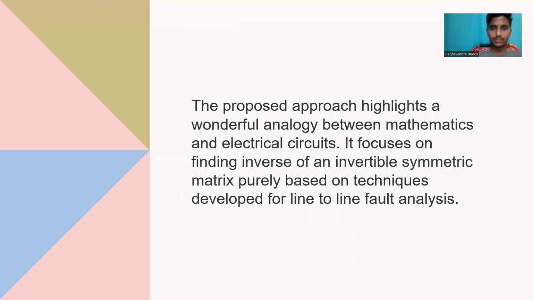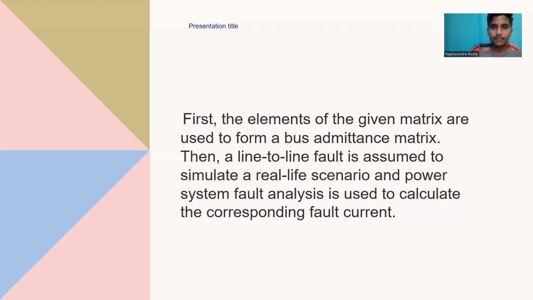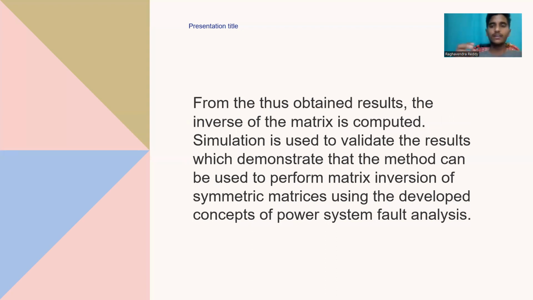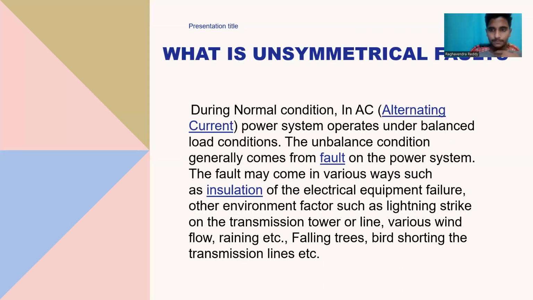analog situation. This can be done with the help of the first few matrices placed in a line of bus admittance matrix form, and then a line-to-line fault is assumed to simulate the real-life scenario, and then the power is calculated. The obtained power would be the result of the inverse of the matrix, and then it is simulated to validate the result.